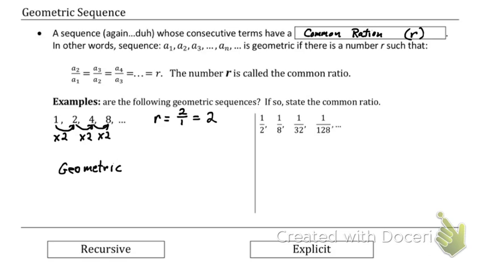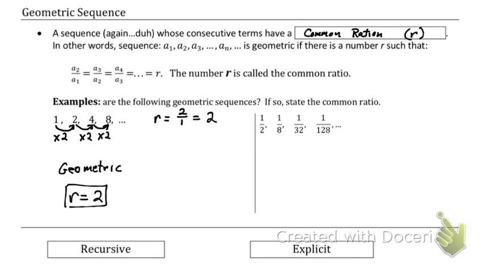And on top of that, our common ratio equals 2. Now, just like an arithmetic sequence, the two important things that you need to locate are your first term and your common ratio. That's how we're going to get to the two formulas we're going to get to in a second. All right, our next one.